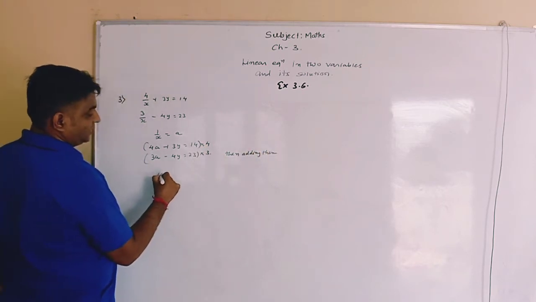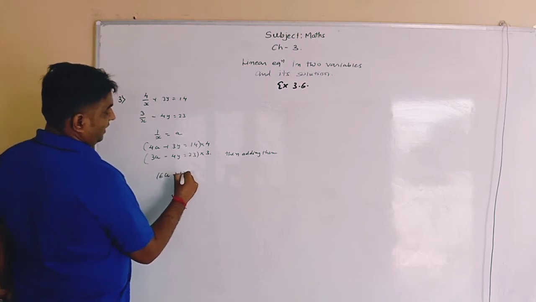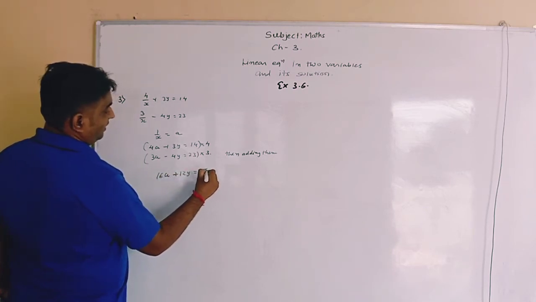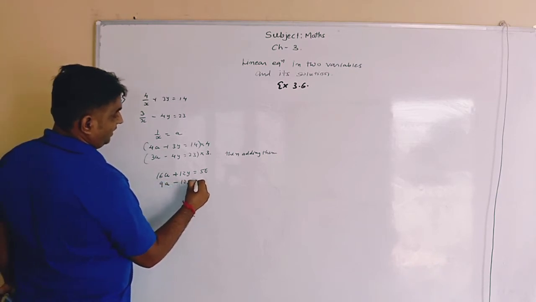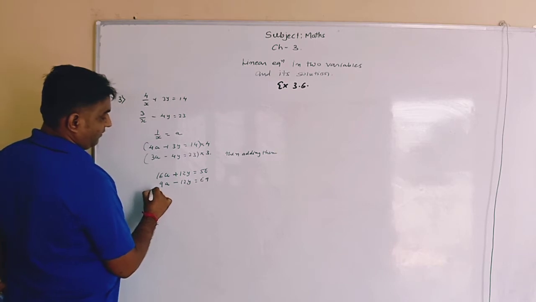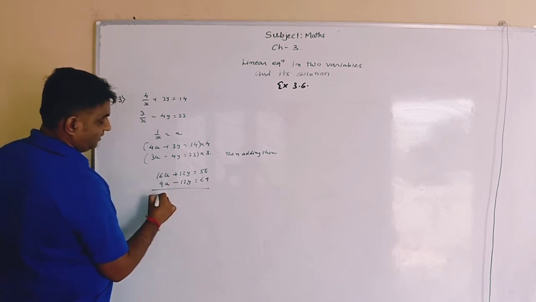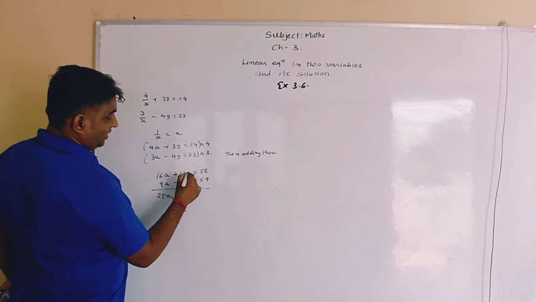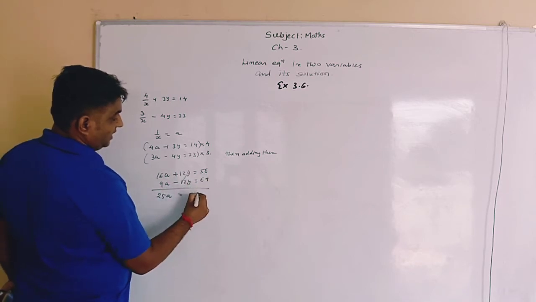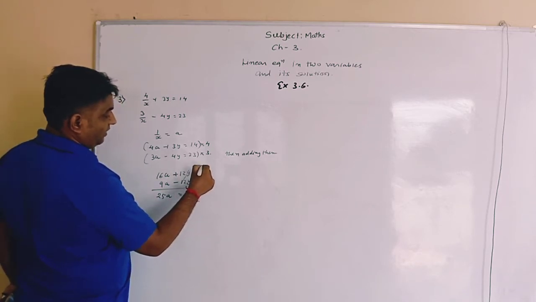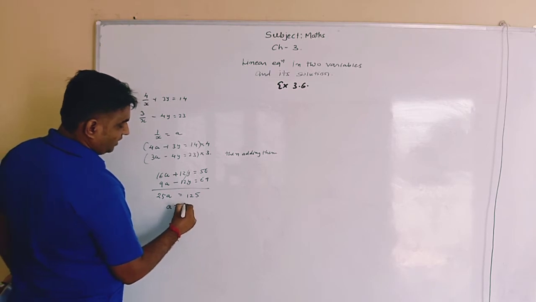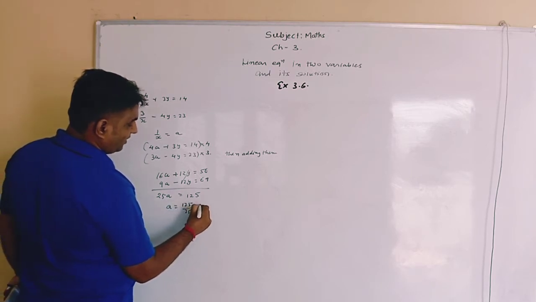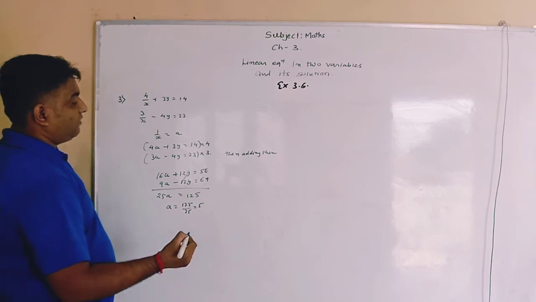And 4 4s are 16a plus 12y equals 56, and 9a minus 12y equals 61. We add them: 16 and 9 make 25a, and 12y cancels. 56 plus 69 is 125. So 25a equals 125, so a equals 125 by 25, so a equals 5.